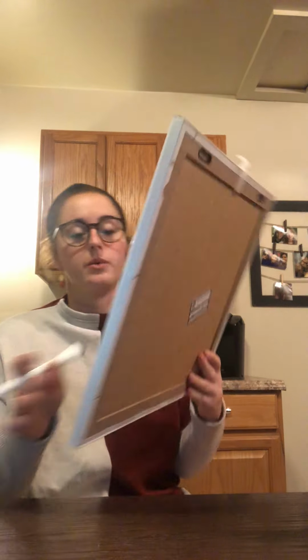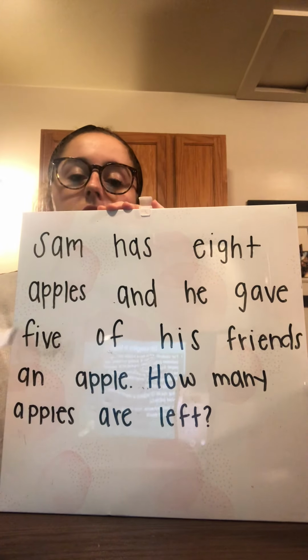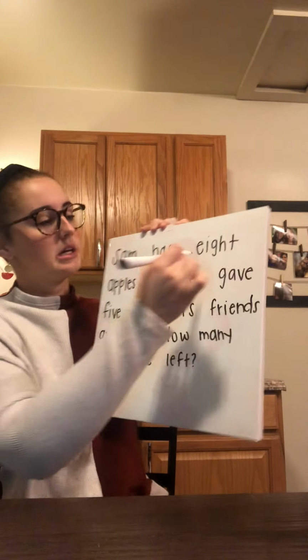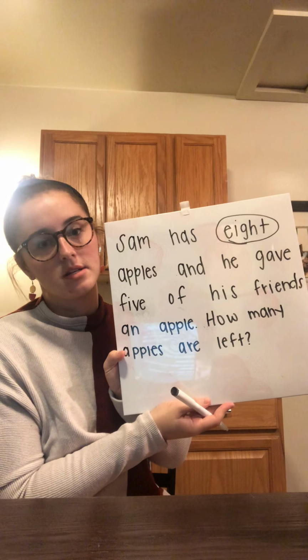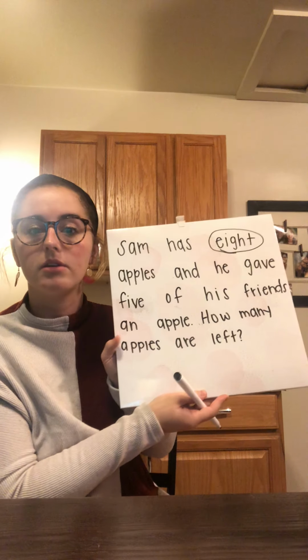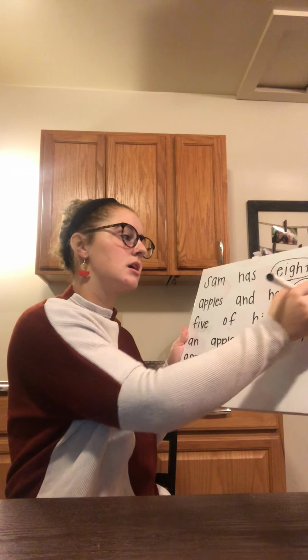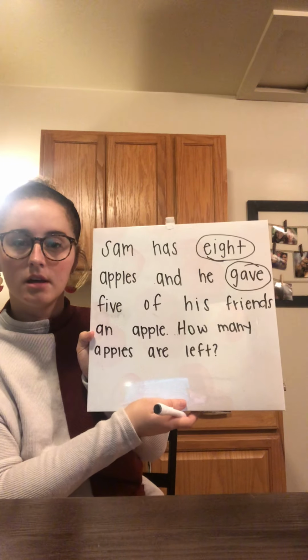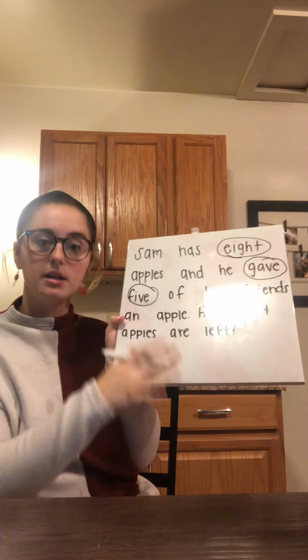So the first thing that we're going to do is we're going to circle the important words. Who can tell me one important word, the first important word that we need to find in this? Yeah, we need to know the number, so we should circle 8. Who can tell me another important word that we need to single out in here? Yeah, gave. And 5. Yeah, those are the most important ones on here.